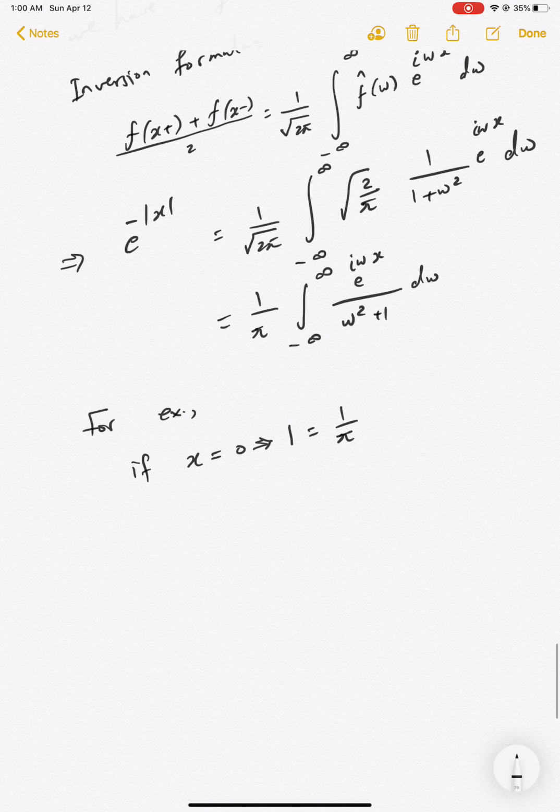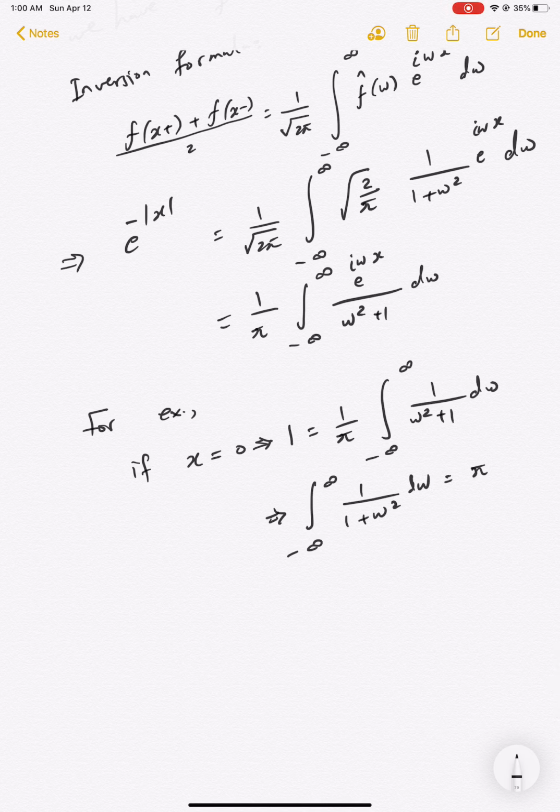If you substitute it into the integral, you get 1 over omega squared plus 1 d omega. So basically that means the integral from negative infinity to infinity of 1 over omega squared plus 1 d omega is equal to pi, right? So basically you are finding some integrals using the inversion formula. This integral is easy, right? If you go to calculus, this integral is just tan inverse and you can get the pi very easily.